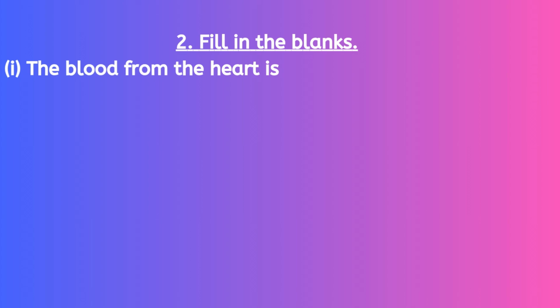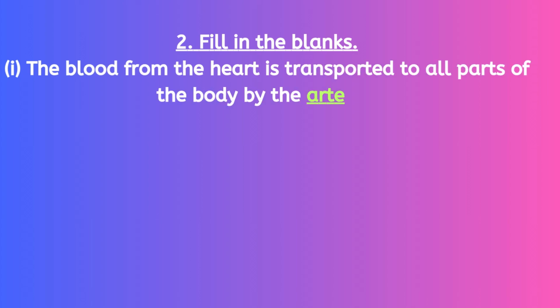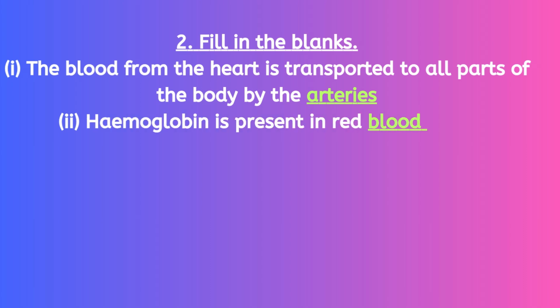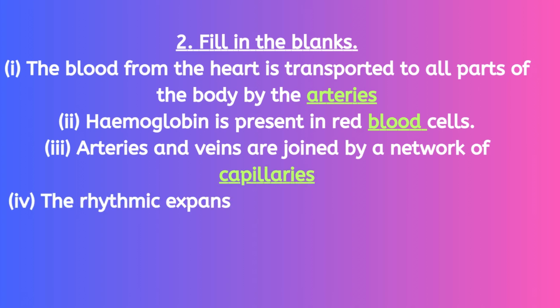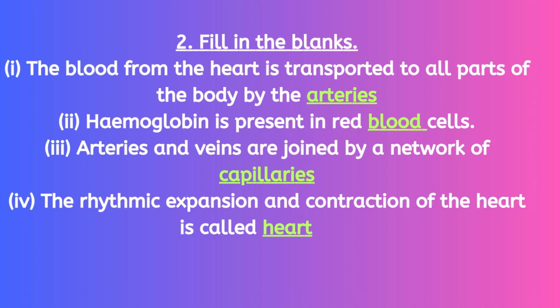Fill in the blanks. Number 1. The blood from the heart is transported to all parts of the body by the arteries. Number 2. Hemoglobin is present in red blood cells. Number 3. Arteries and veins are joined by a network of capillaries. Number 4. The rhythmic expansion and contraction of the heart is called heartbeat.